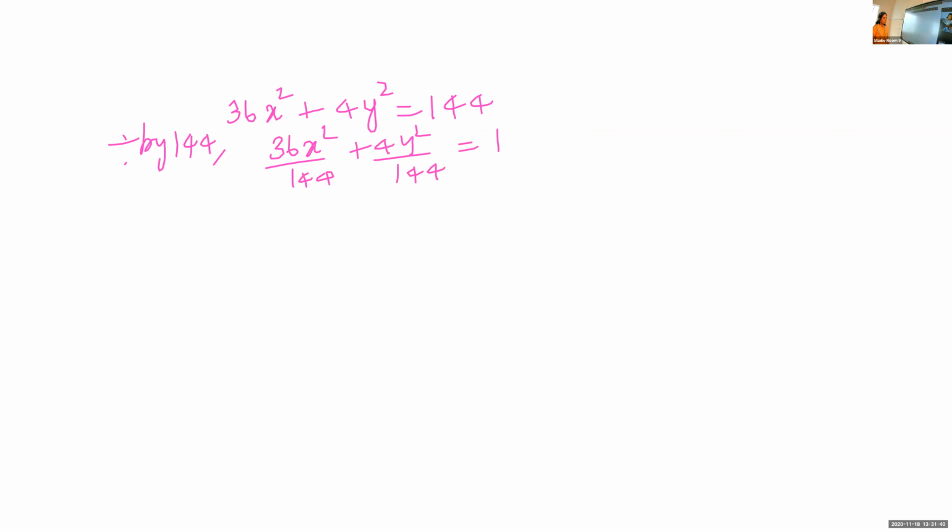which is 1. So 36 and 144, if you cancel it, you will get x square by how many times it will go? 36 and 144. If you cancel this, this is 18. This is 72. Again, if you cancel this, this is 9. This is 36, isn't it? So this is 4. So this is x square by 4. Is it correct? Plus y square by what you will get?